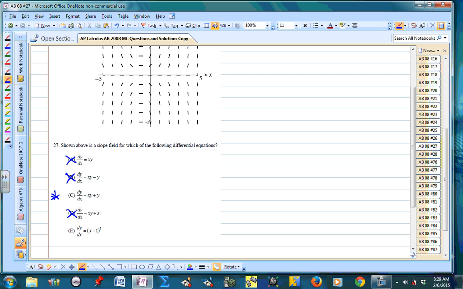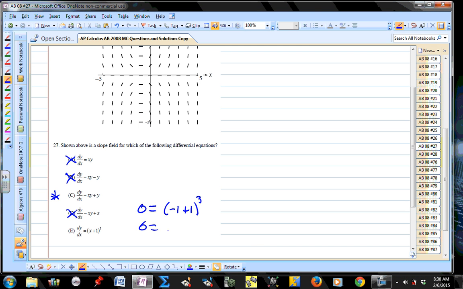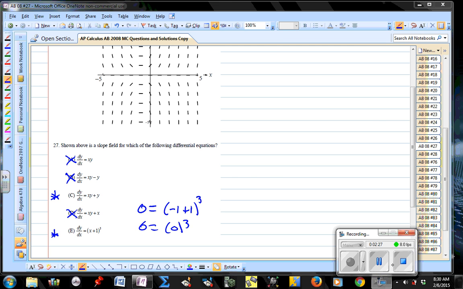Now let's check part E. Does our slope equal 0? We have -1 plus 1 to the 3rd power. 0 equals 0 cubed. This is always true. So E is a possibility. So by process of elimination, we've narrowed our options down to option C and option E. So now let's do a little more analysis to see which one of these equations is the correct answer.